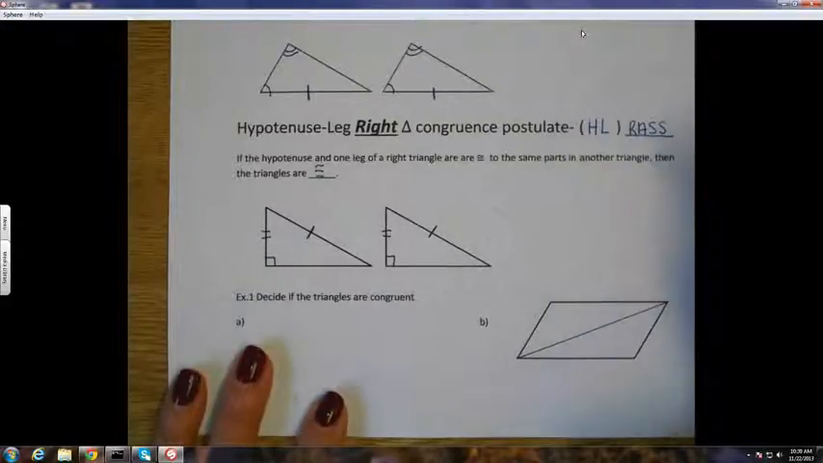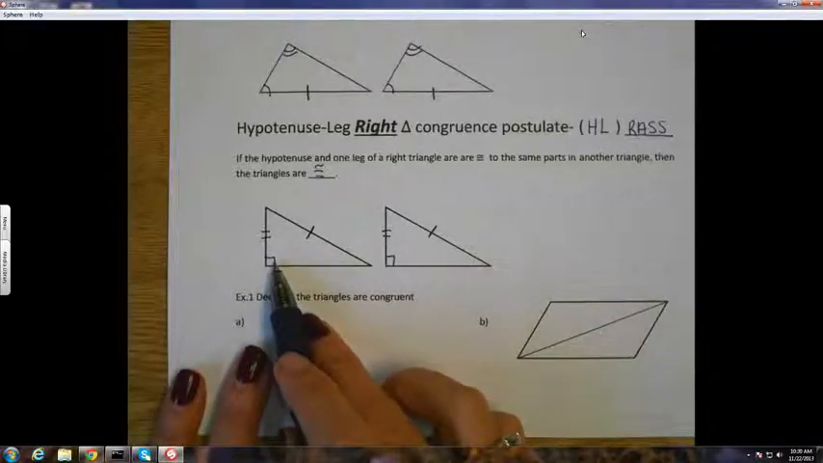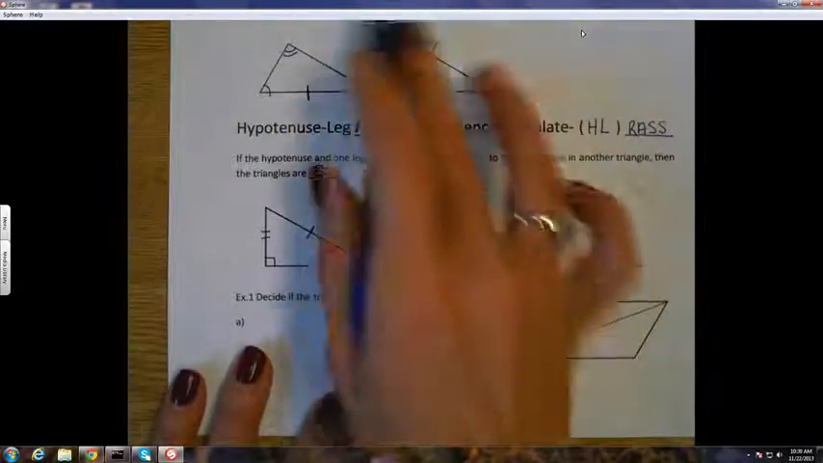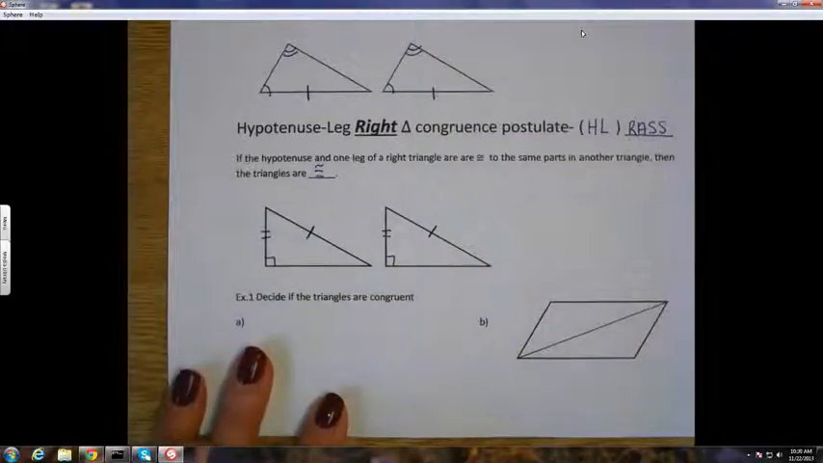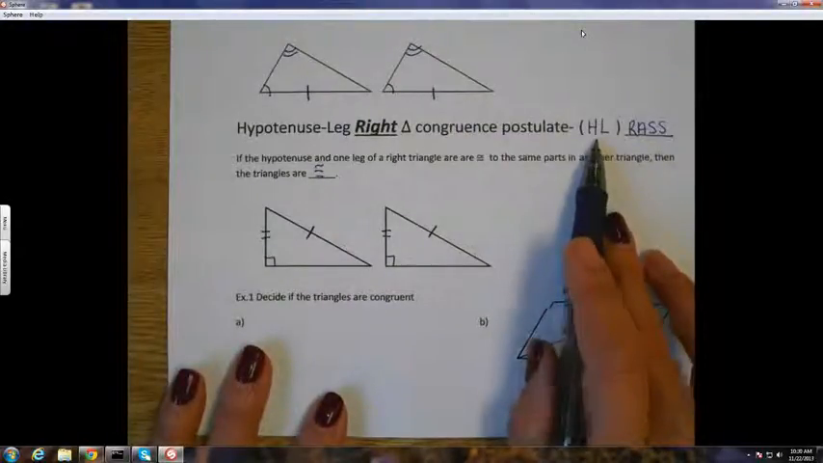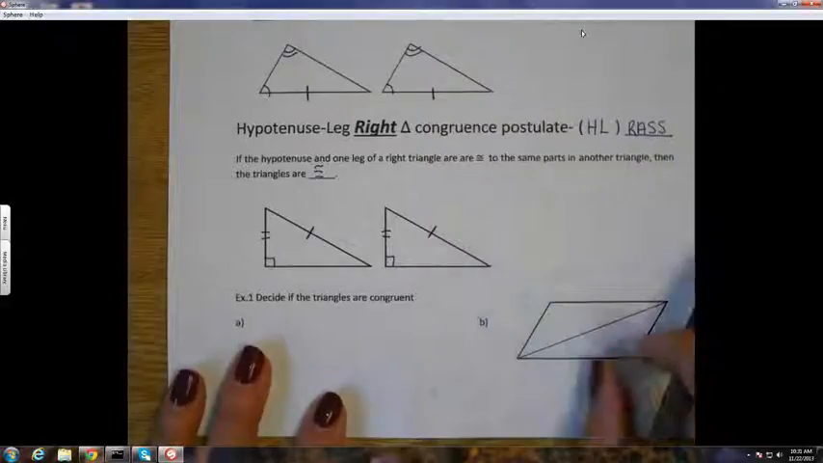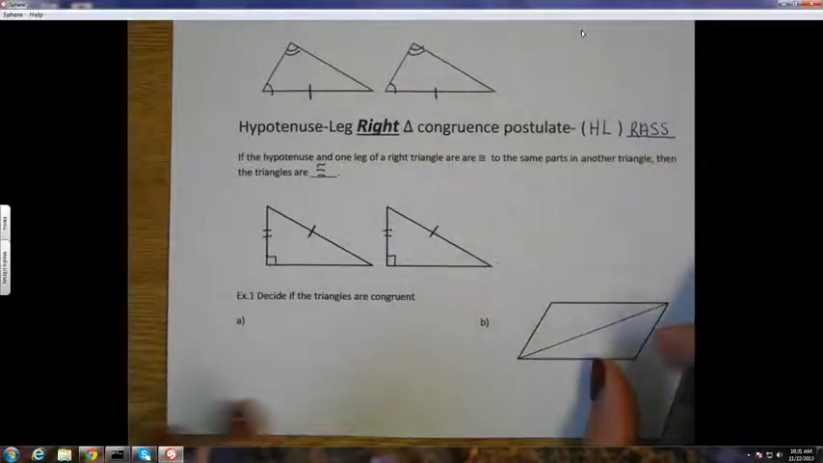If you choose to use angle, side, side, it will not be marked correct. Right angle, side, side works, because it only works if it's a right angle. If this was not a right angle, this would not work for us at all. So it's a special case only for right triangles. These other ones work for any kind of angles. It doesn't matter. So, hypotenuse-leg or RAS, your choice. The book doesn't use RAS. I made this up. I like it. That'll work too. So anything with hypotenuse-leg or RAS.